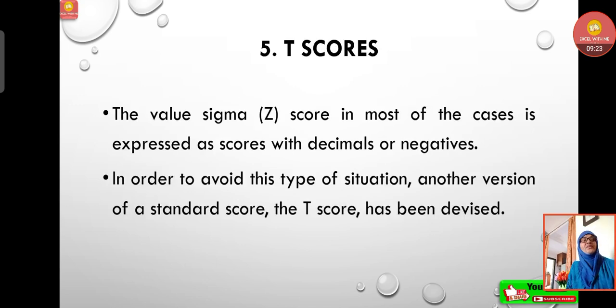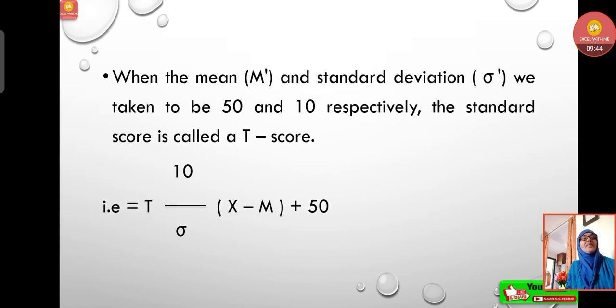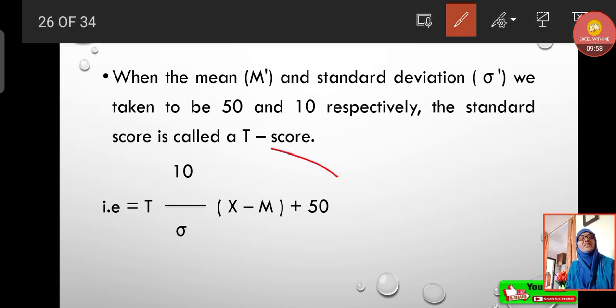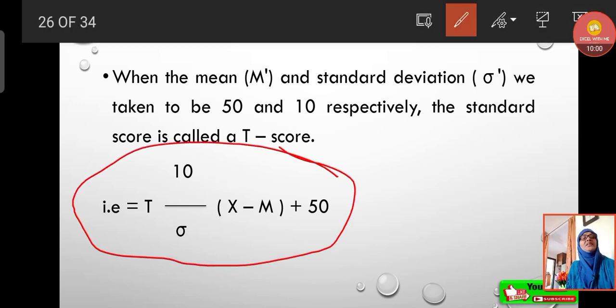Now let's see the fifth one, that is t scores. The value of the sigma z score in most cases is expressed as scores with decimals or negatives. In order to avoid this type of situation, another version of a standard score, the t score, which we generally use a lot, has been devised. So when the mean and standard deviation are taken to be 50 and 10 respectively, the standard score is called a t-score. Here again the formula is given. You can see the formula to calculate the t.